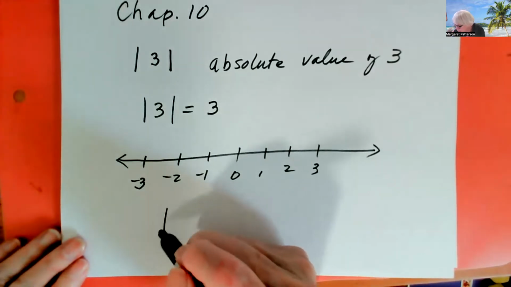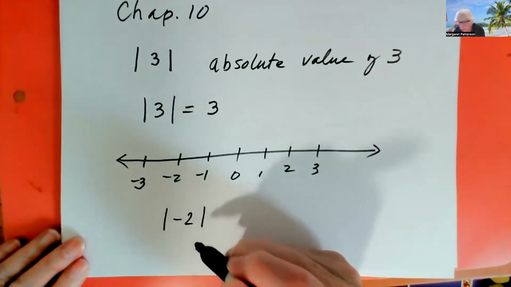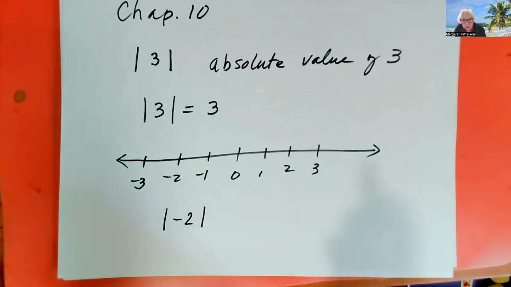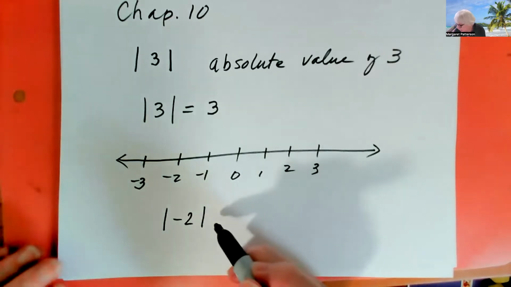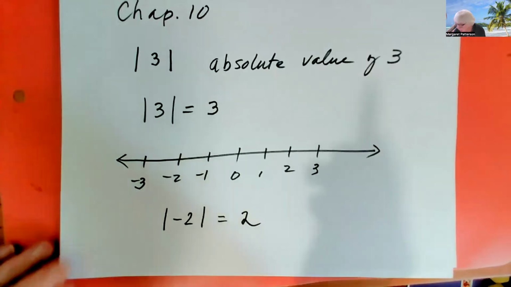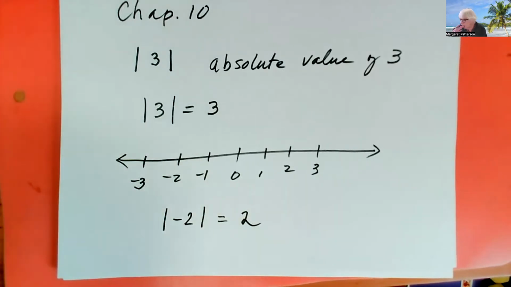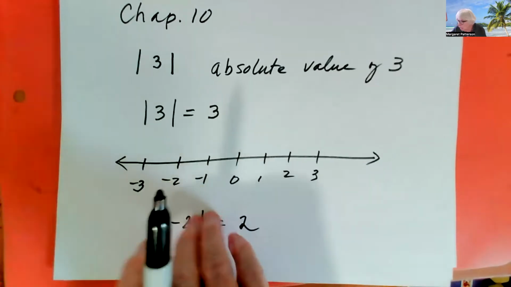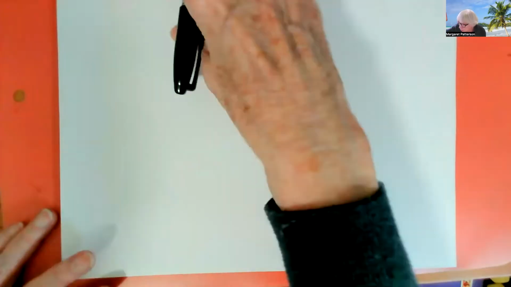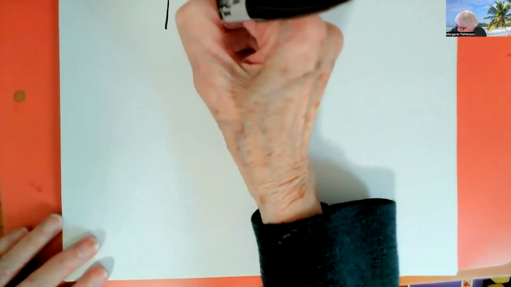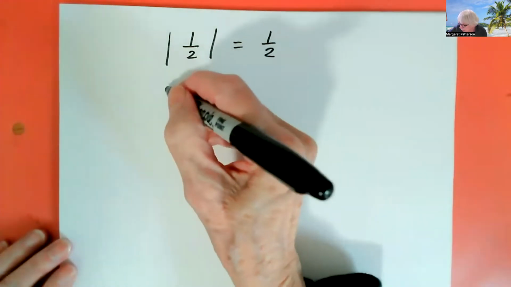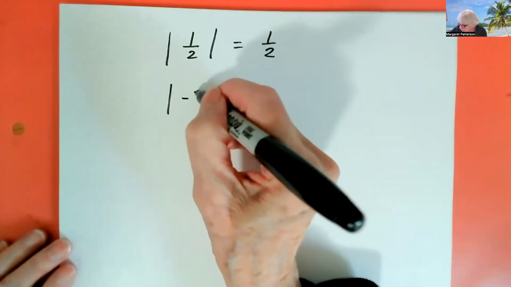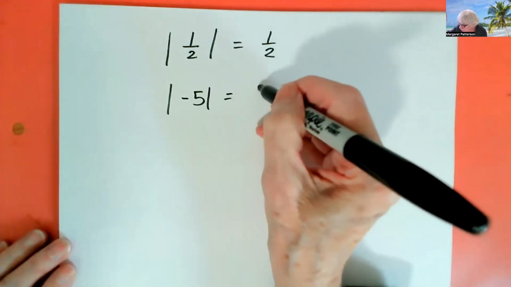So now the question is, what's the absolute value of -2? That's saying, how far is this from 0? And the answer is 2. If you have to do any of these problems, all you have to do is ignore the sign and just give the number. So for instance, the absolute value of 1/2 is just 1/2. The absolute value of -5 would be 5.